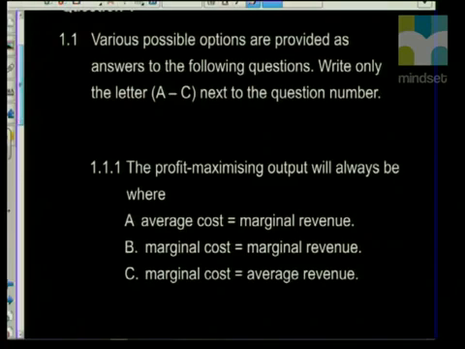Right, I want us to look at some of the exam questions that you can expect from section A. Keep in mind that in paper 2, there will be 2 topics that will be covered, and we're only looking at microeconomics at the moment, and therefore I have only selected questions from microeconomics. Various possible options are provided as answers to the following questions. Write only the letters A to C next to the question number.